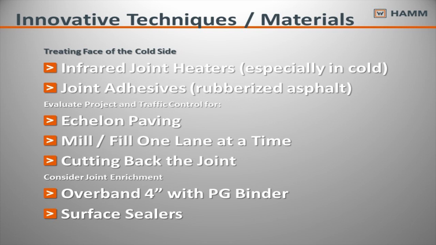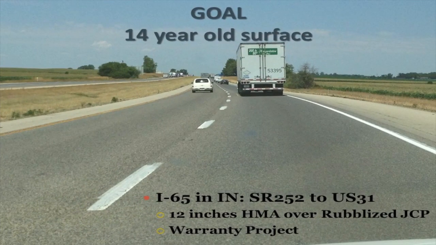Overband 4 inches with PG binder. Again, that's an expensive way of doing things. We also, after we're done compacting and paving, we can go over and seal the top. But that's just a cosmetic fix. What we want is a nice solid joint that's not opening up for years and years. And that's what I got.